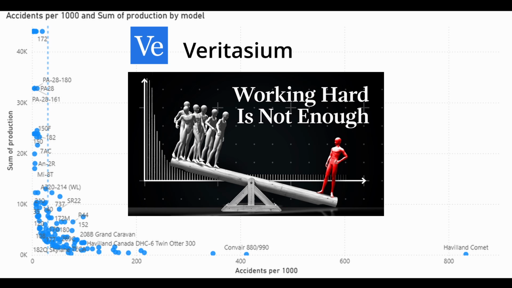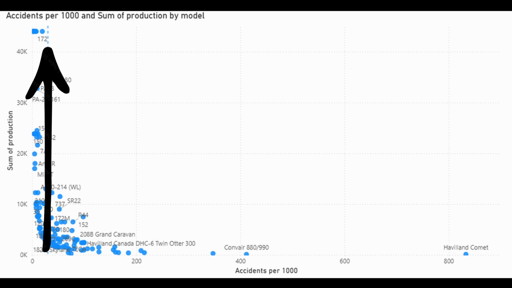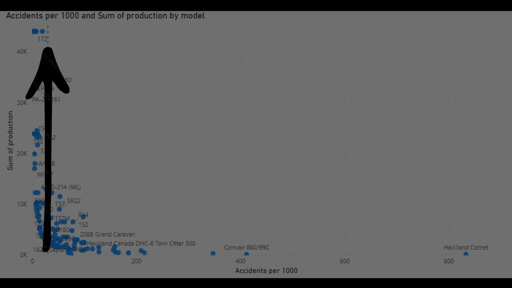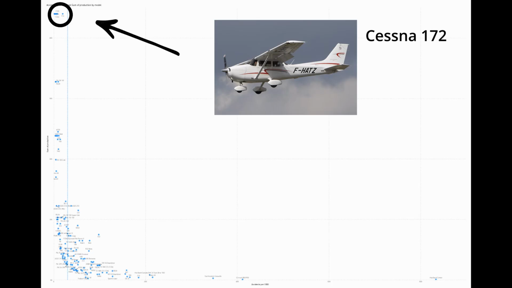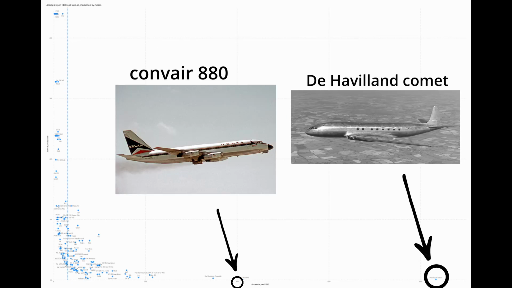Veritasium made a very good video on this law, you should check it out if you're curious. The closer an aircraft is to the y-axis, the safer it is, and the farther it is from the x-axis, the more produced it is. So this is the Cessna 172. Although it produced well over 400,000 units, it is safer than the 737, and a lot safer than planes on the other end of the spectrum, like the de Havilland Comet and the Convair 880.